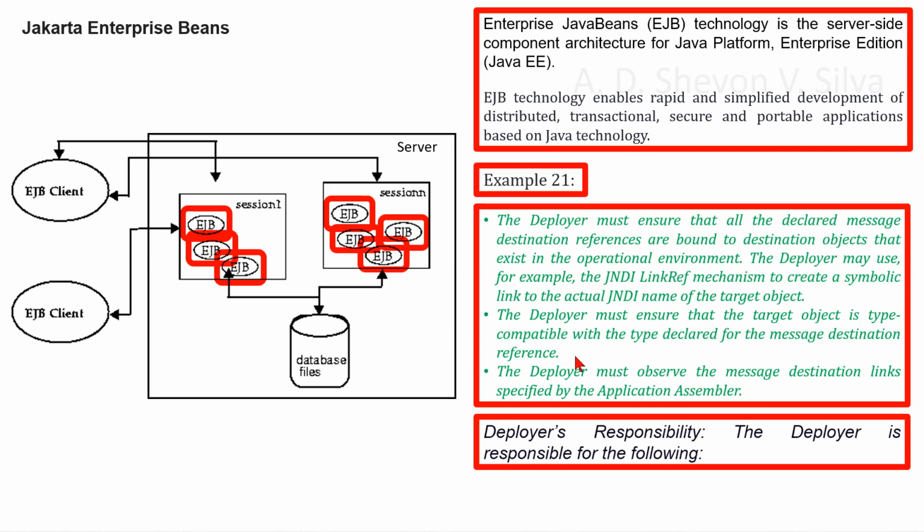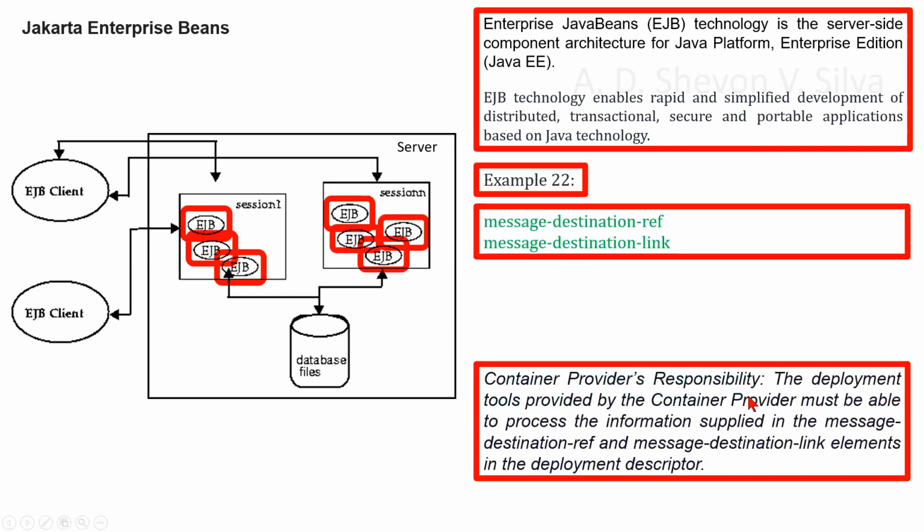The deployer must ensure that the target object is type compatible with the type declared for the message destination reference. The deployer must observe the message destination link specified by the application assembler.